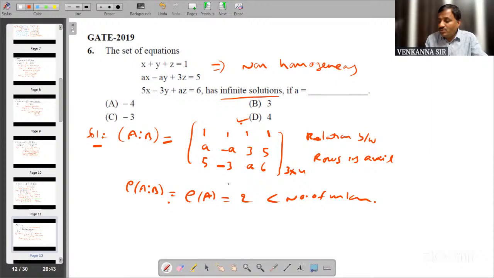Hope everybody understood. The solution is clear to all of you. Please confirm. Everybody understood? It's an interesting question. Keep the star mark for this question.